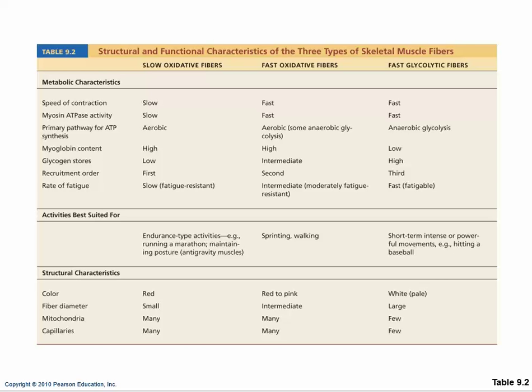The fiber diameters aren't as small as the slow oxidative, but they're not as big as the others. Lots of mitochondria, lots of capillaries, good blood supply. So we tend to think that the majority of the fibers in a muscle are of this type. The third type are the fast glycolytic, and it's fast.